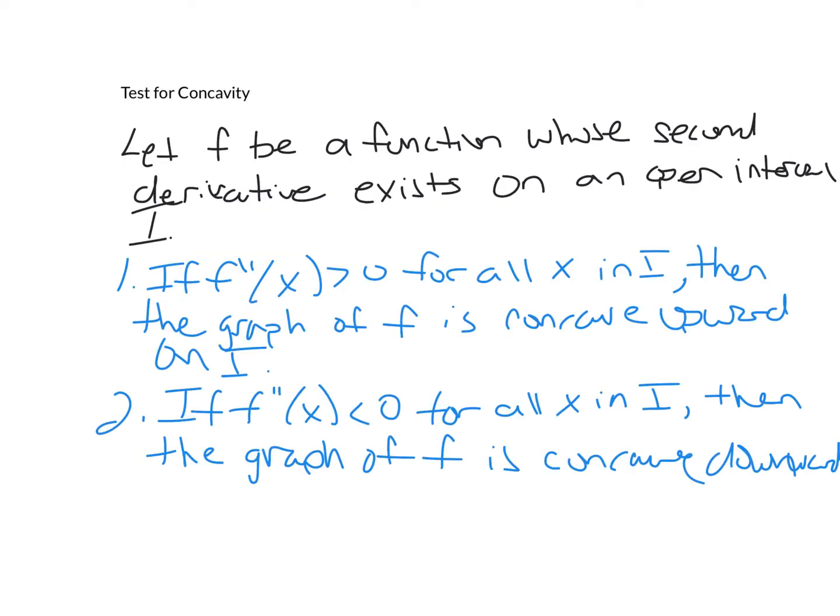Alright, testing for concavity. So we have the function f of x, and a second derivative that exists on the open interval. If that second derivative is greater than 0, it's concave up. If it's less than 0, it's concave down. I would recommend pausing this so you can write this down, but that's essentially all it's saying. You find the second derivative; values greater than 0 make it concave up, and less than 0 makes it concave down.